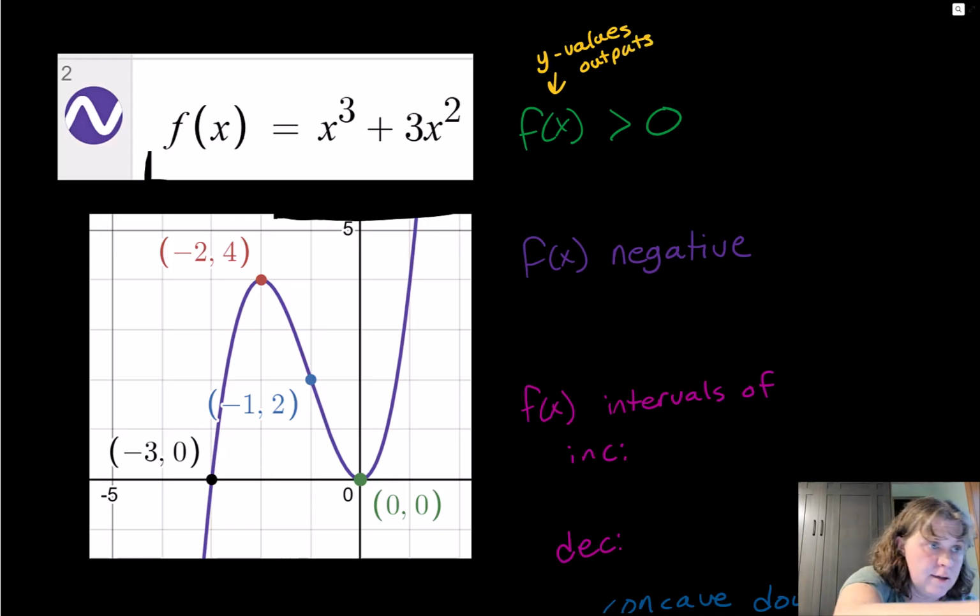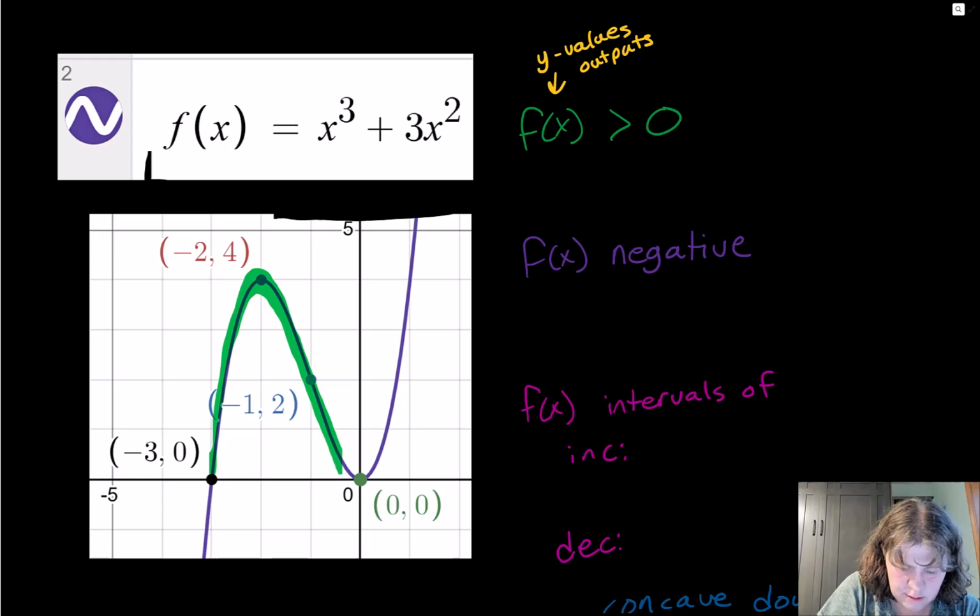So let's see, I want green. So I've got positive outputs here. And I have positive outputs here. Question, is this 0 right here, is that guy right there, is he positive? Is he greater than 0? No, the y value right there is 0. It is not greater than 0. So I technically have 2 intervals where things are greater than 0. I've got from -3 to 0, and then I've got from 0 to infinity.